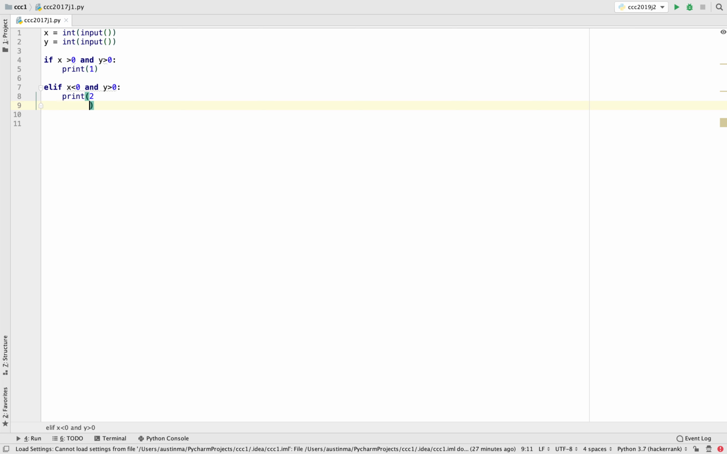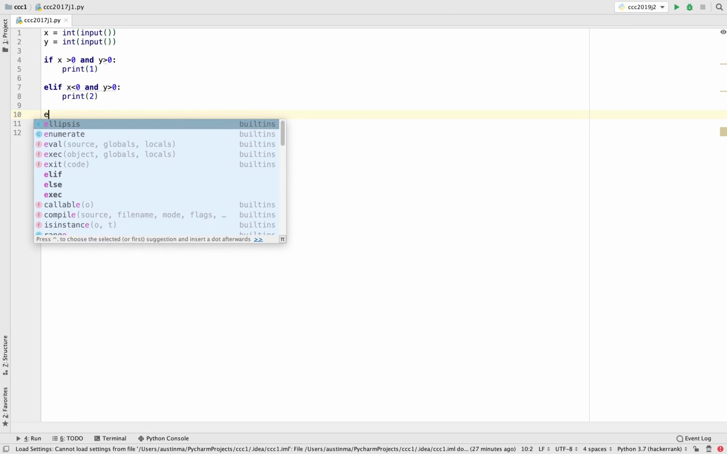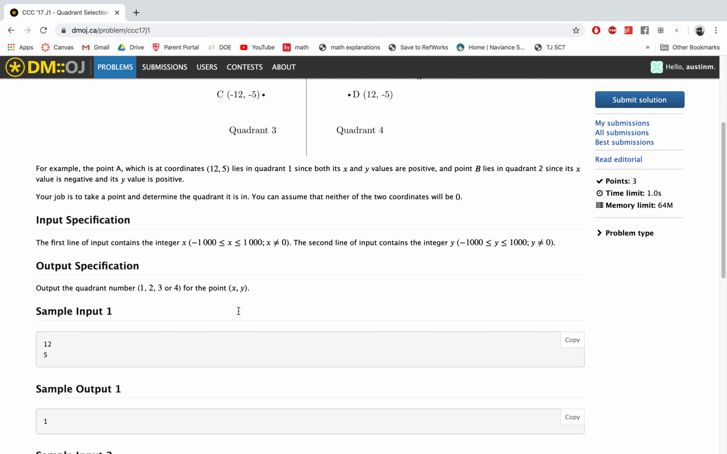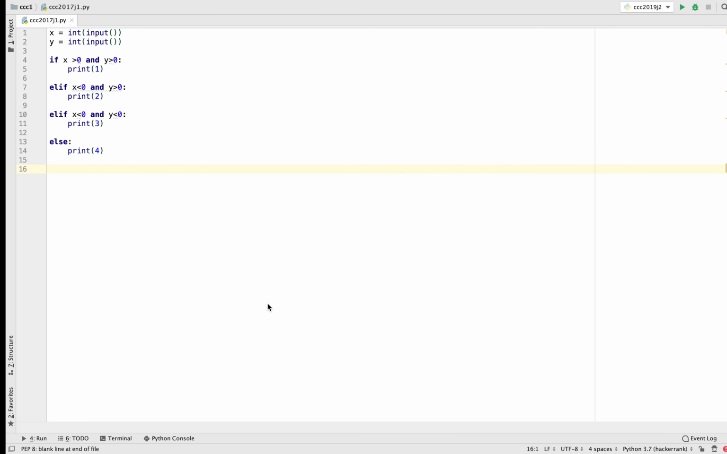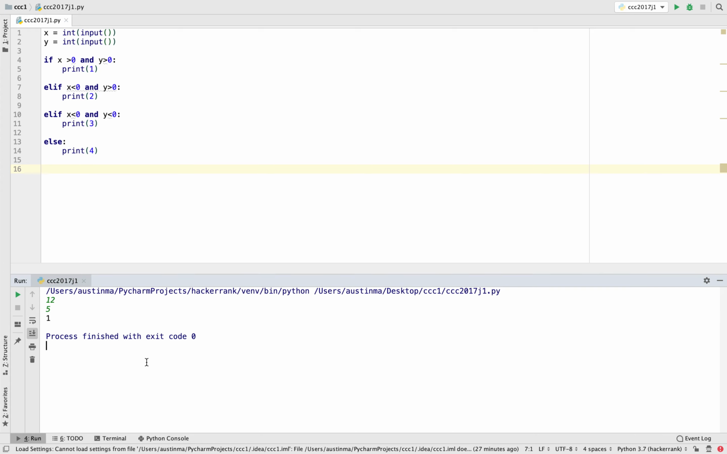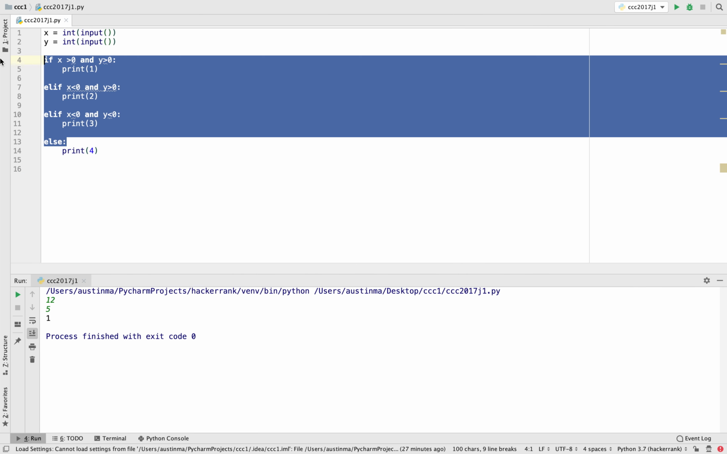And we know that in the third quadrant, both numbers are negative. So we can just say else if x is smaller than 0 and y is smaller than 0, then we can just print 3. And then if all these if statements fail, then we can just go else and print 4. So we can test the sample input 12, 5, which should give us 1. Alright, so that works. We can just submit this and grade.